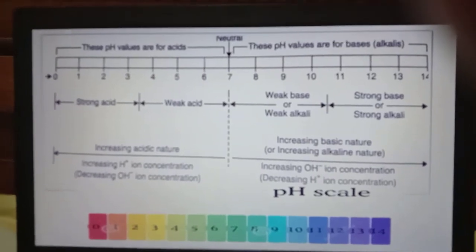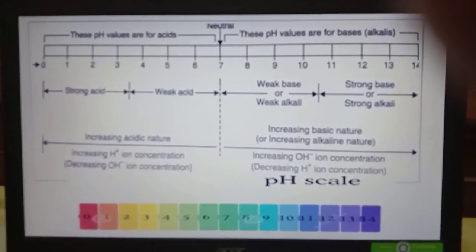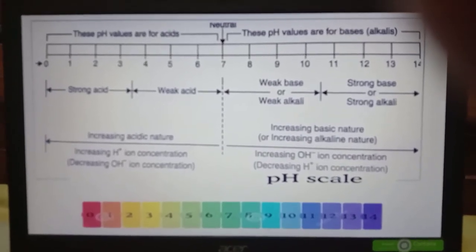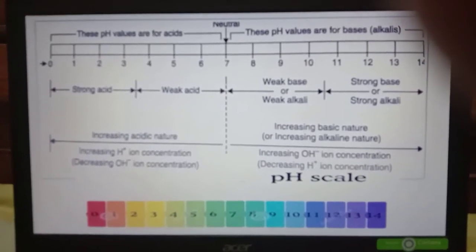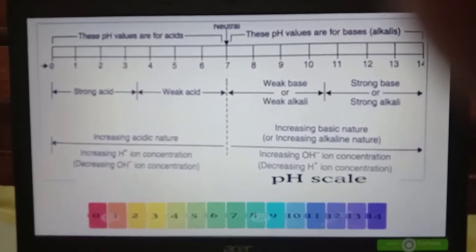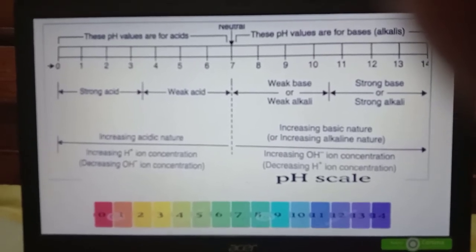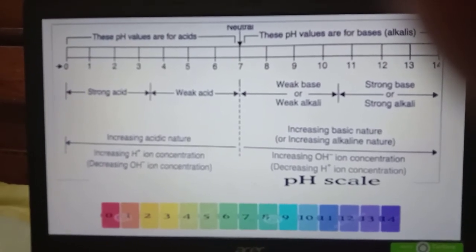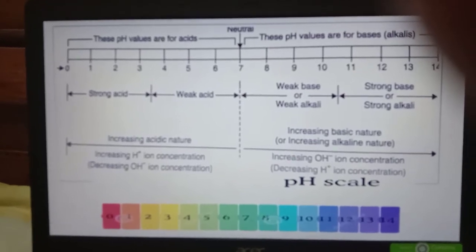So one last time I want to recapitulate it. The pH scale is the measurement of the strength of an acid or a base. The pH scale starts from 0 and ends at 14. 7 pH is for neutral, 0 to 6.9 for acidic, 7.1 to 14 for basic solutions. At the corners, 0, 1, 2, 3 are strong acids, 11, 12, 13, 14 are strong bases.